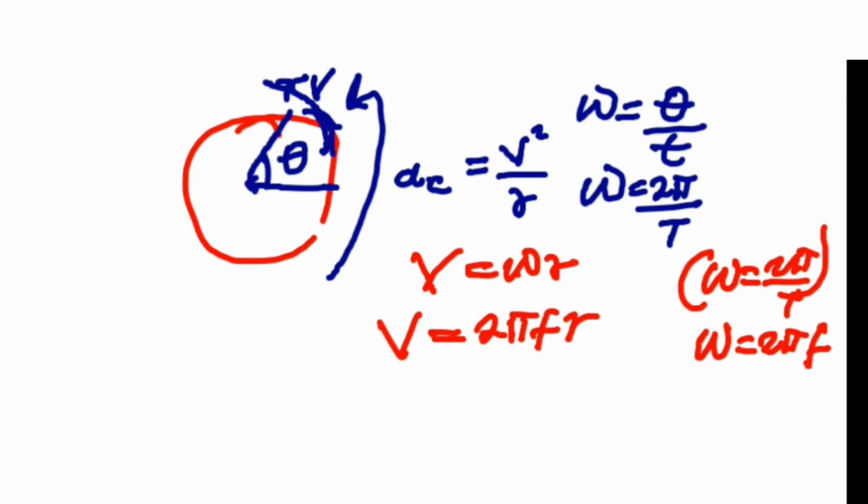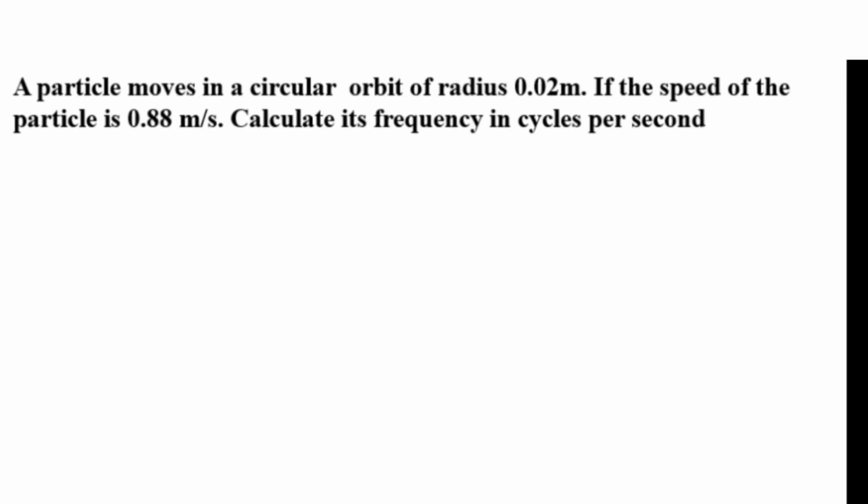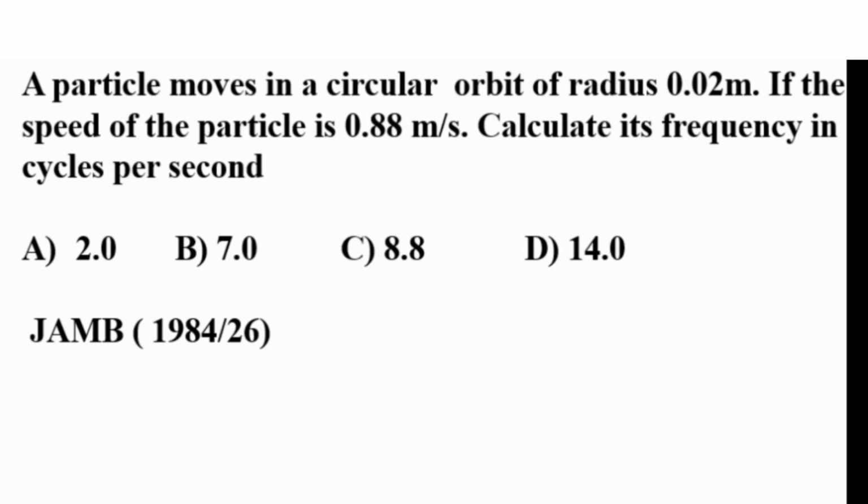Alright, so let's go back to our problem. We now have that the answer is 7.0. So a particle moving in a circular orbit of radius 0.02 meter with a speed of 0.88 meter per second around the circle has a frequency in cycles per second of 7.